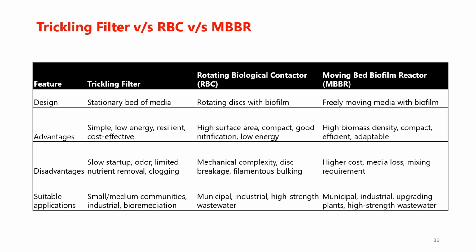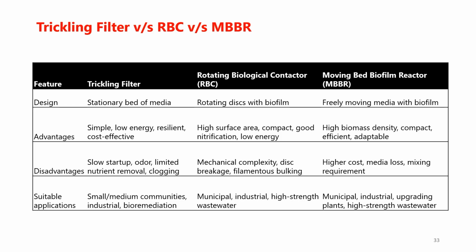Some of the advantages of the trickling filter are that it is simple, low energy, resilient, and cost effective. RBCs have high surface area, are compact, give good nitrification, and again require low energy. In MBBR, we have the capacity for high biomass density. It is compact, efficient, and adaptable.